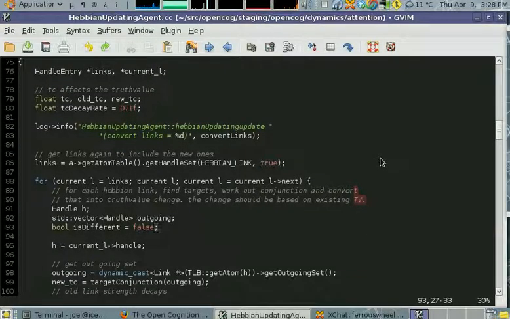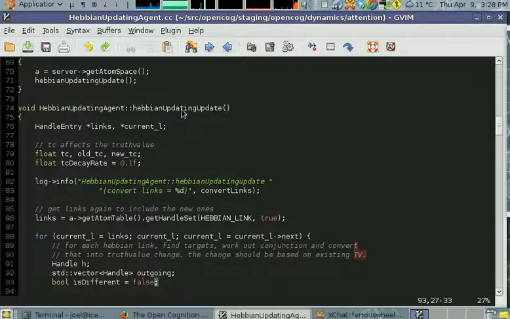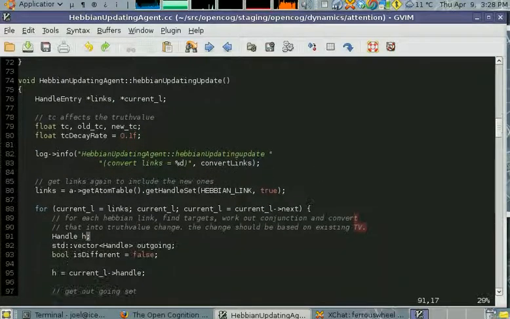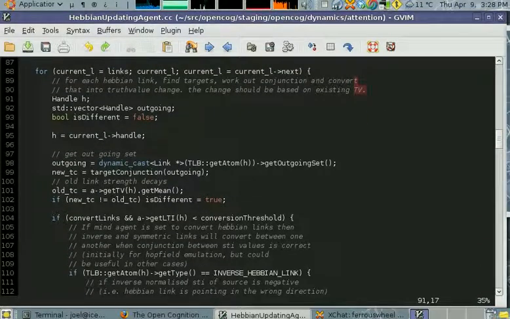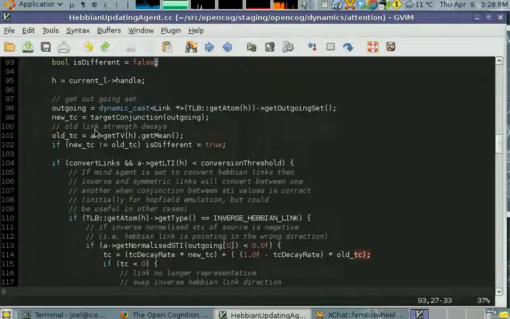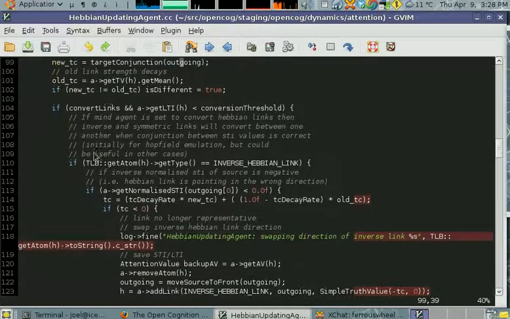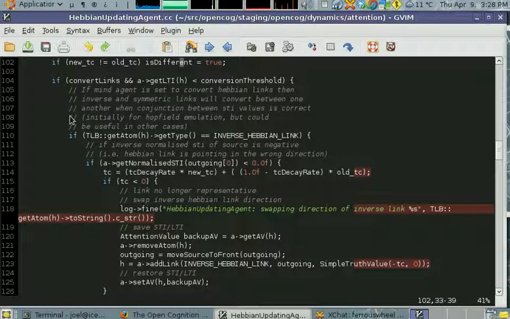And actually, I know why this is called Hebbian update, it's because this used to be called Hebbian mining, the Hebbian mining agent, but since it doesn't actually find new links, it's more appropriate to call it the updating agent, and that's obviously just a search and replace job. So we get all the Hebbian links, go through them all, and then we work out the current correlation between them, get the old one, and if they're not the same, then it's obviously different. So it's just a way of skipping over if nothing's changed.